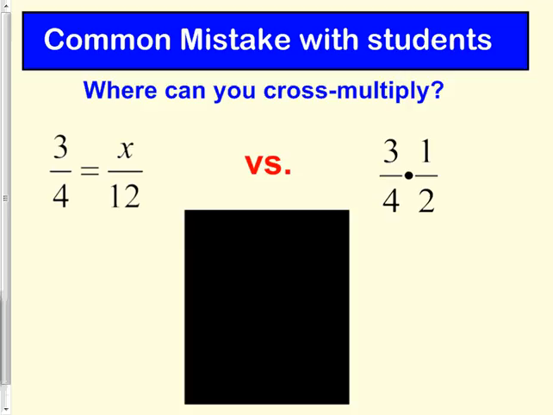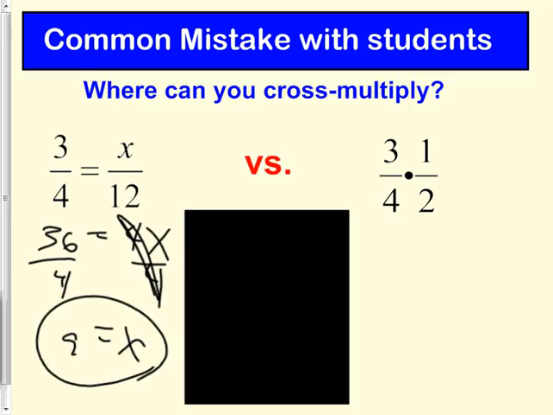3 times 12 is 36 equals 4x. Now I'm dividing by 4. And I got 9 equals x. Raise your hand if you got the same thing. Okay, good. On to the next one.